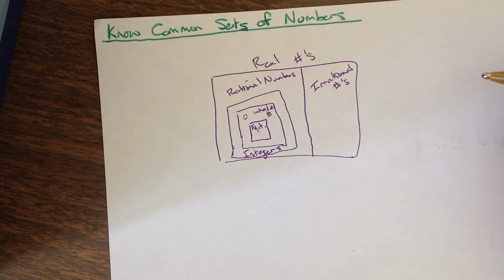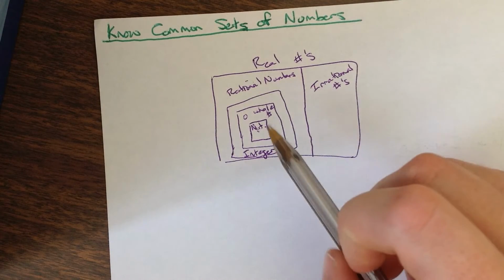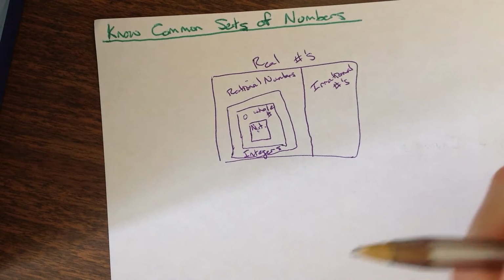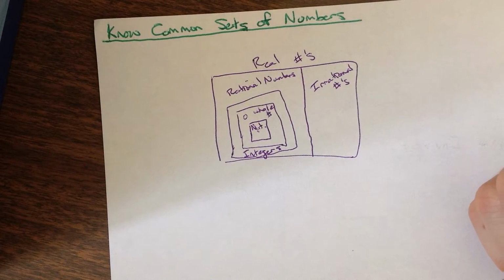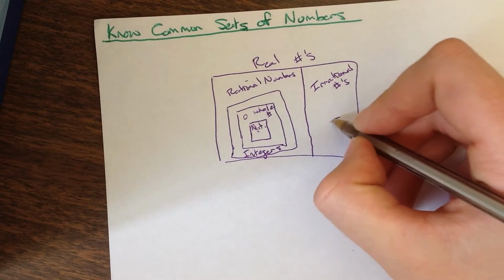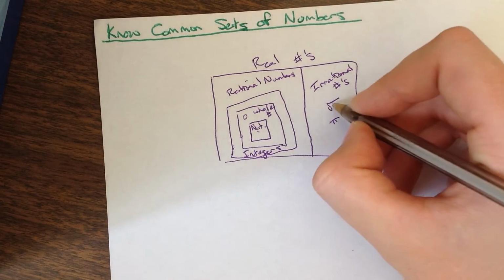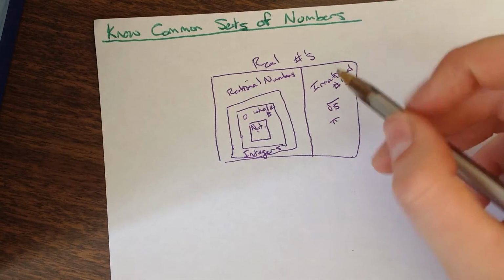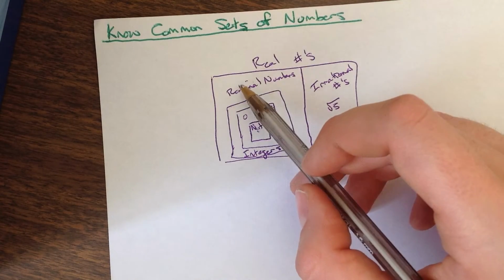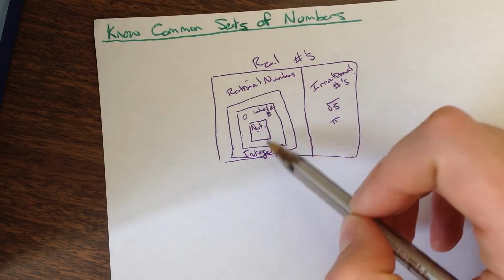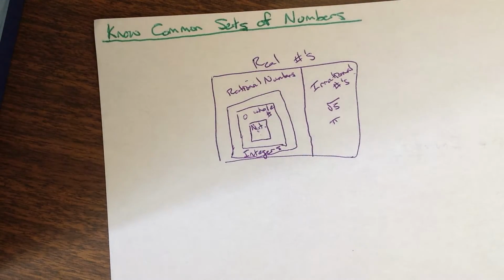These types of numbers are decimals or square roots that cannot be written as a fraction, that do not have a repeating decimal or terminating decimal. So things like pi is an example of this, or the square root of 5. And so real numbers can be broken down into these two types, which rational can then be broken down even further depending on which number it is.